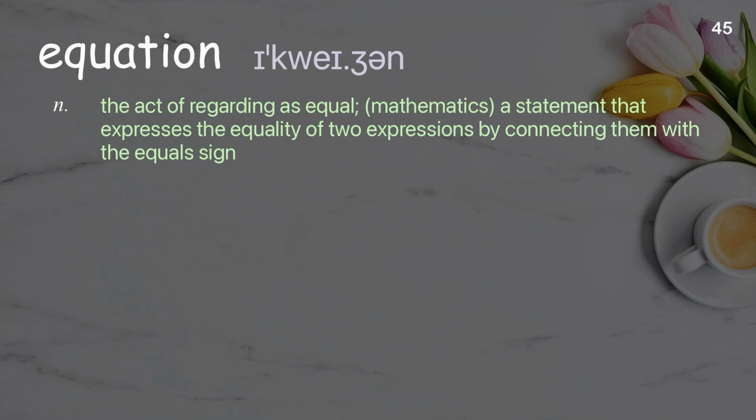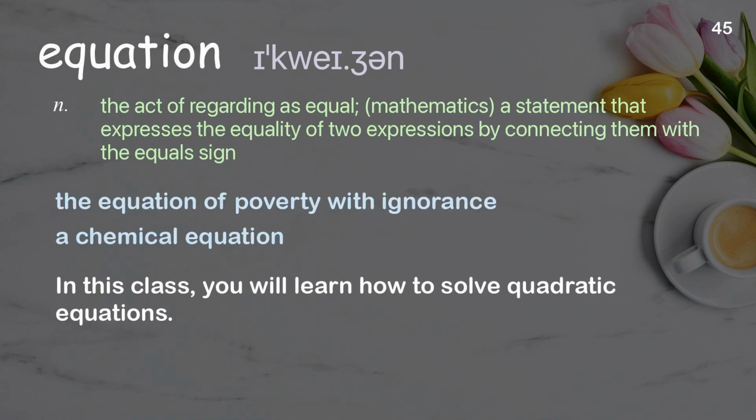Equation. The act of regarding as equal. Mathematics, a statement that expresses the equality of two expressions by connecting them with the equal sign. Examples. The equation of poverty with ignorance. A chemical equation. In this class, you will learn how to solve quadratic equations.